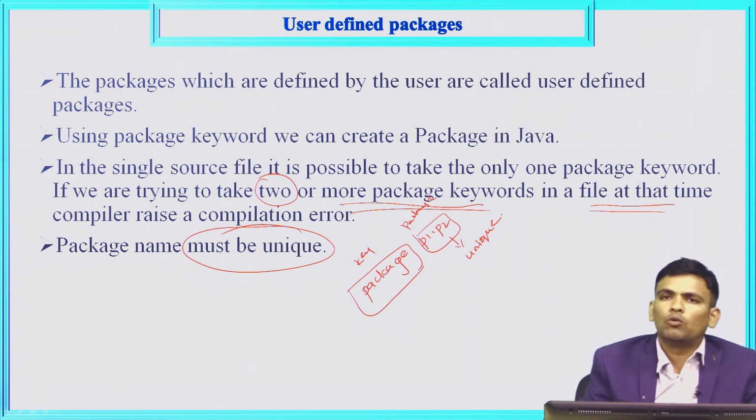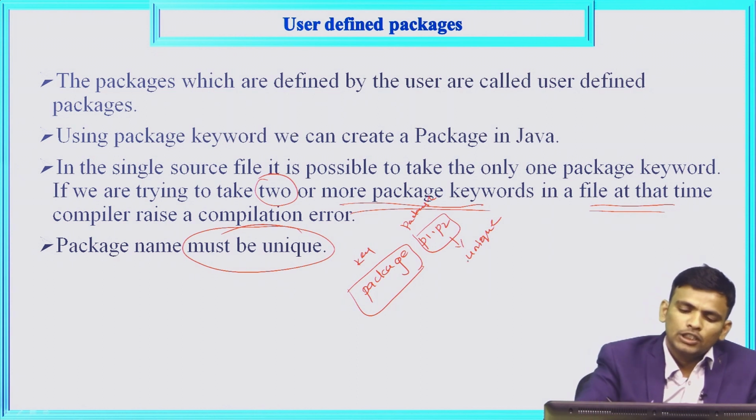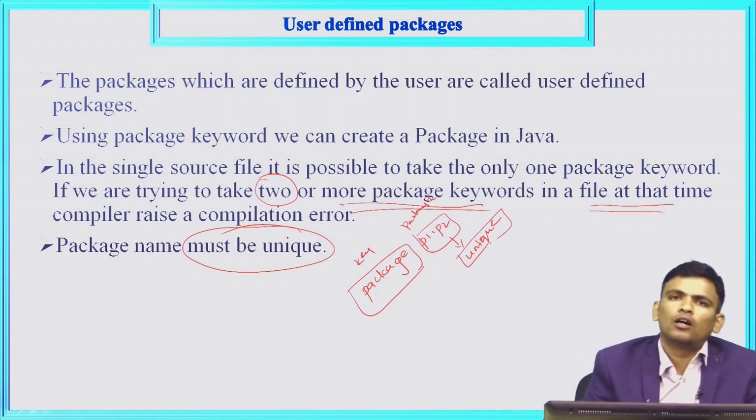Sometimes it must be unique over the network also. Suppose you are developing a mobile application, and after developing it you need to upload your APK file to the Google Play Store. How you publish your application depends on the package only. The package name must be unique. If you upload with a duplicate package name, it will not accept it at upload time. So the package name must be unique, sometimes even over the network.